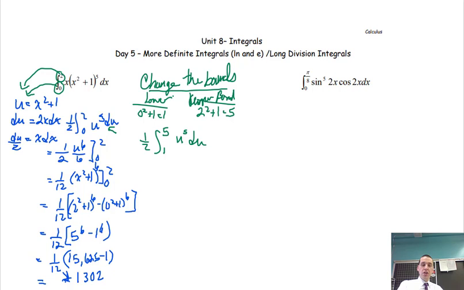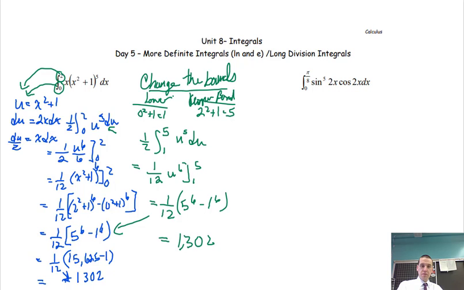Now, we go and do the integration: 1/12 of u to the 6, which we already know from here, from 1 to 5. And you'll notice that we now have 1/12 of 5 to the 6 minus 1 to the 6. You'll notice that's exactly what we have right there, with much fewer steps. So that is how we can do definite integrals with u substitution. You change the bounds, it makes your life a lot easier. You don't need to sub back in. If you want to, that's fine, but it does help.